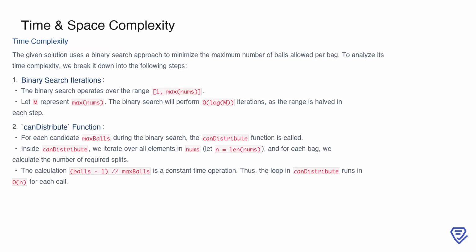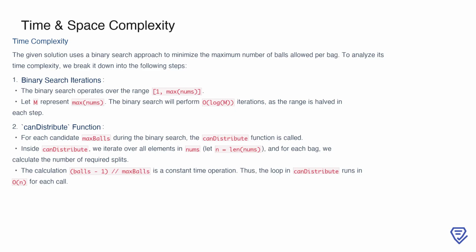To understand the time complexity of our solution, let's break it down step by step. The algorithm uses binary search to minimize the maximum number of balls allowed per bag. The binary search operates over a range that starts at 1 and goes up to the maximum value in the array nums, which we'll refer to as m. Since the binary search reduces this range by half in each iteration, it requires O(log m) iterations in total.